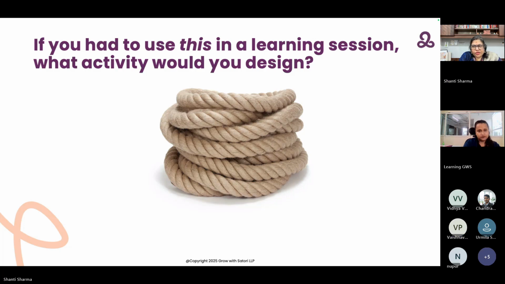Thank you. What apart from teaming can we use a rope for? Okay, let me challenge you the other way around. If I were to ask you to use this rope in a leadership workshop, how would you do that? I'm sorry, I missed that. Could you repeat? Yeah, if you were to use this rope in an activity in a leadership workshop, what use will you find? All right.